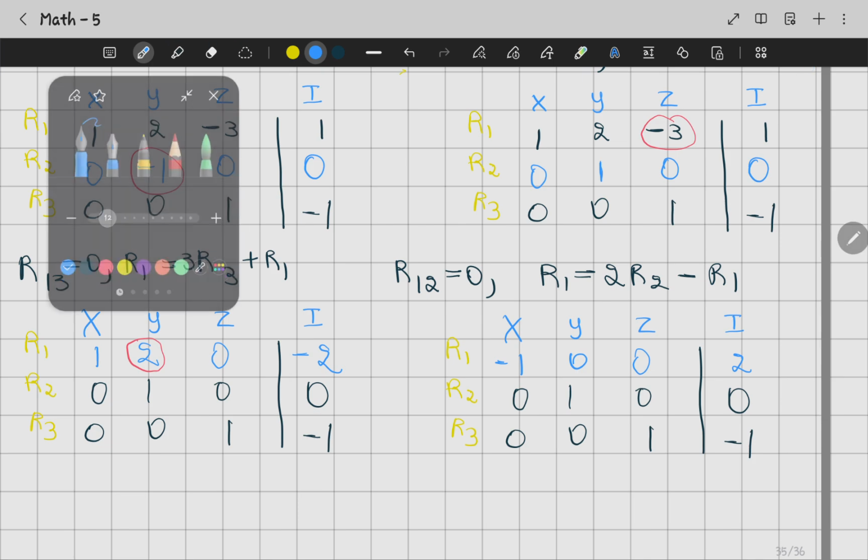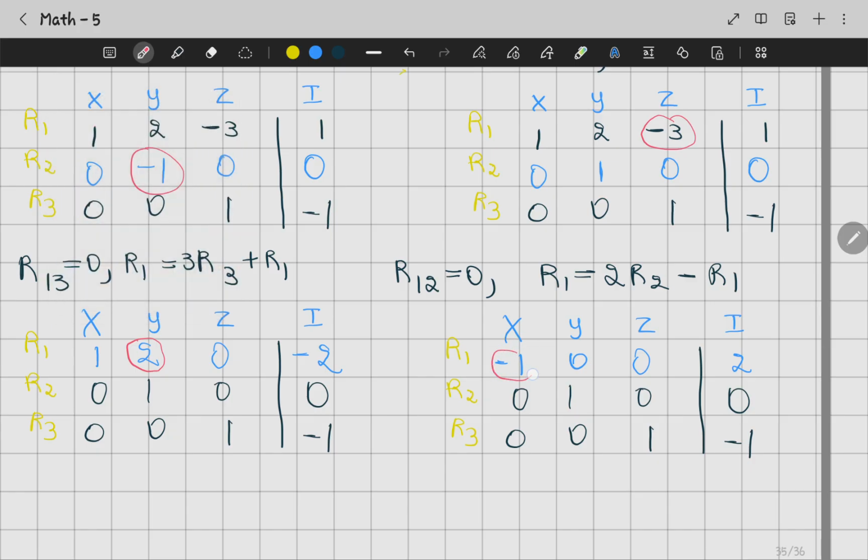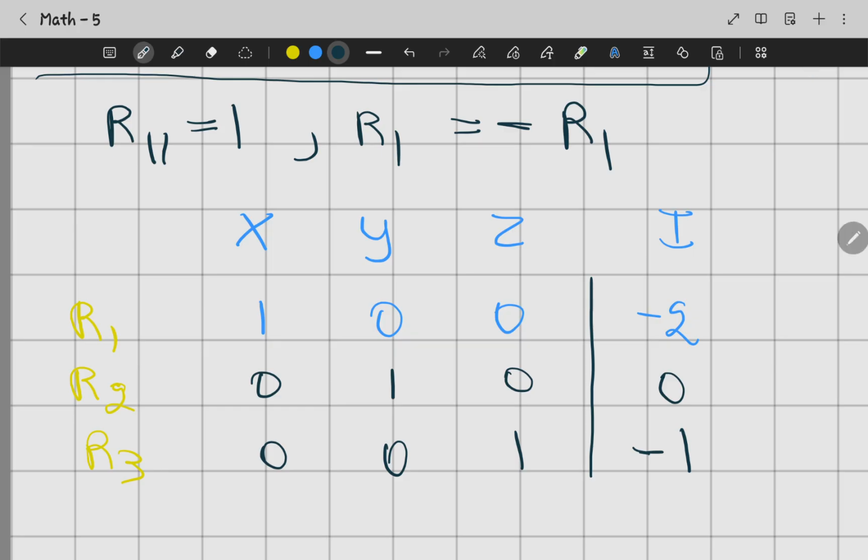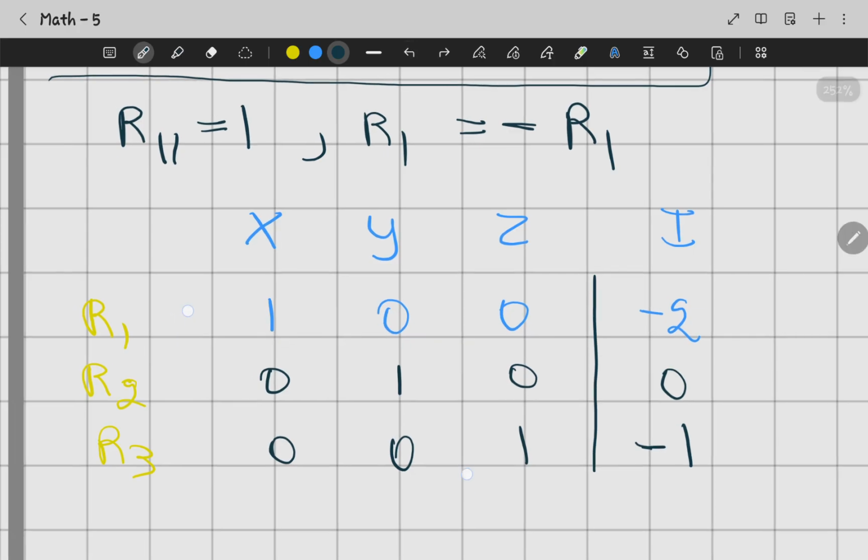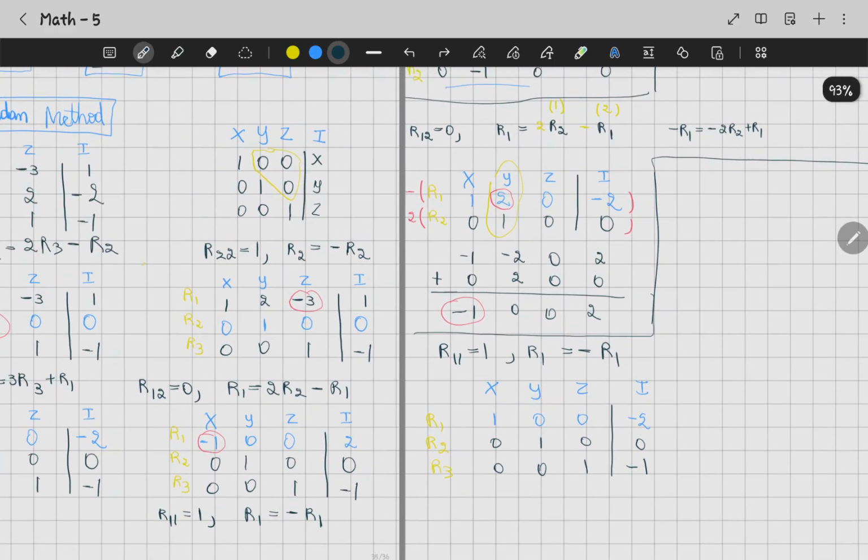Now we have a concern. How do we fix this one? And the answer is easy. In order to make this entry equal to 1, we can take row 1 times negative. So everything inside row 1 times negative. This is how we're going to solve this problem. And this is what happened when we multiply by negative row 1. And then this is what we get.